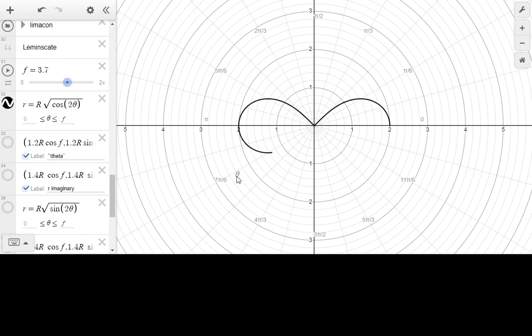So again, this is our theta. The cosine of a double of this angle is going to be a positive number. Therefore, we have r. Now, as soon as I pass this mark, which is 5 pi over 4, again, inside the radical is going to be negative. R becomes imaginary, and we continue for a while.